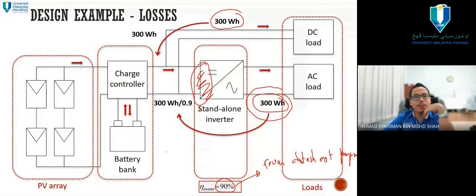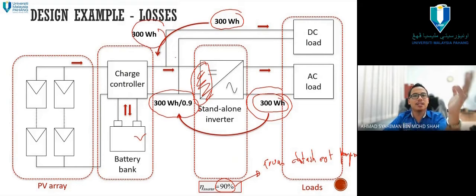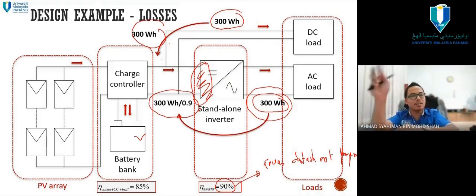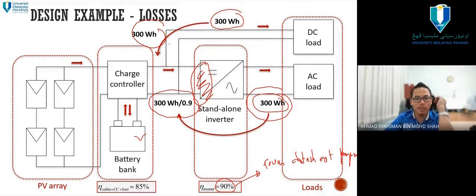Then, at this point, we are going to have 300 watt hour at 0.9, and we have another 300 watt hour of DC. DC is 300 watt hour and the AC is 300 over 90%. And then here comes the efficiency of the cable, charge controller, battery cable, all of that. So let's say I put here, for example, 85%. Or in the question, I just put 80% or 75%, depends.